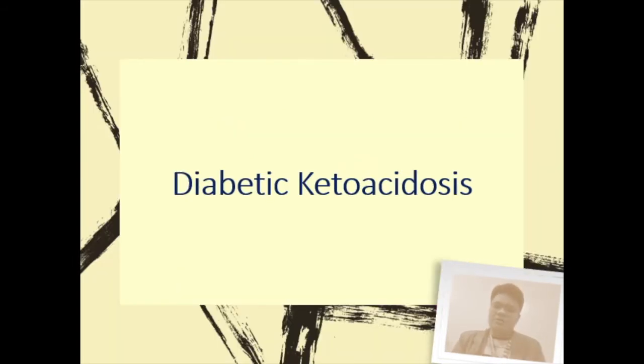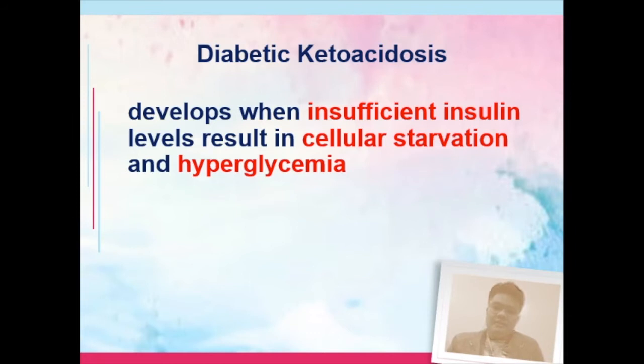Now, let's talk about your diabetic ketoacidosis. Okay, take note, diabetic ketoacidosis. Diabetic ketoacidosis develops when there is insufficient insulin that results in cellular starvation and hyperglycemia. The key word here is insufficient insulin. This would differentiate your diabetic ketoacidosis from the other acute complication that we will be talking about.